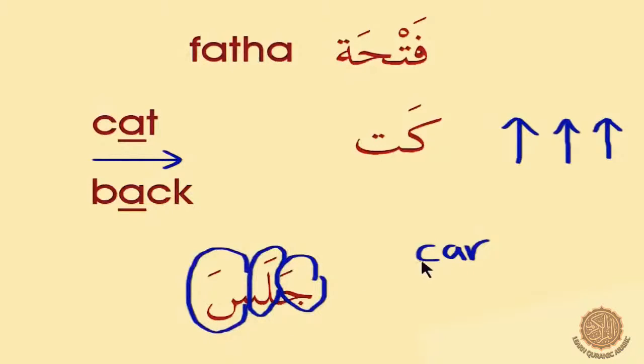Now here, when we say car, there's an elongation. That's written differently, and we'll explain that later on, inshallah. Just to note, it's a quick sound. So just ja, la, sa, jalasa. Not jaalasa or jalaasa. No, jalasa. There's no elongation.